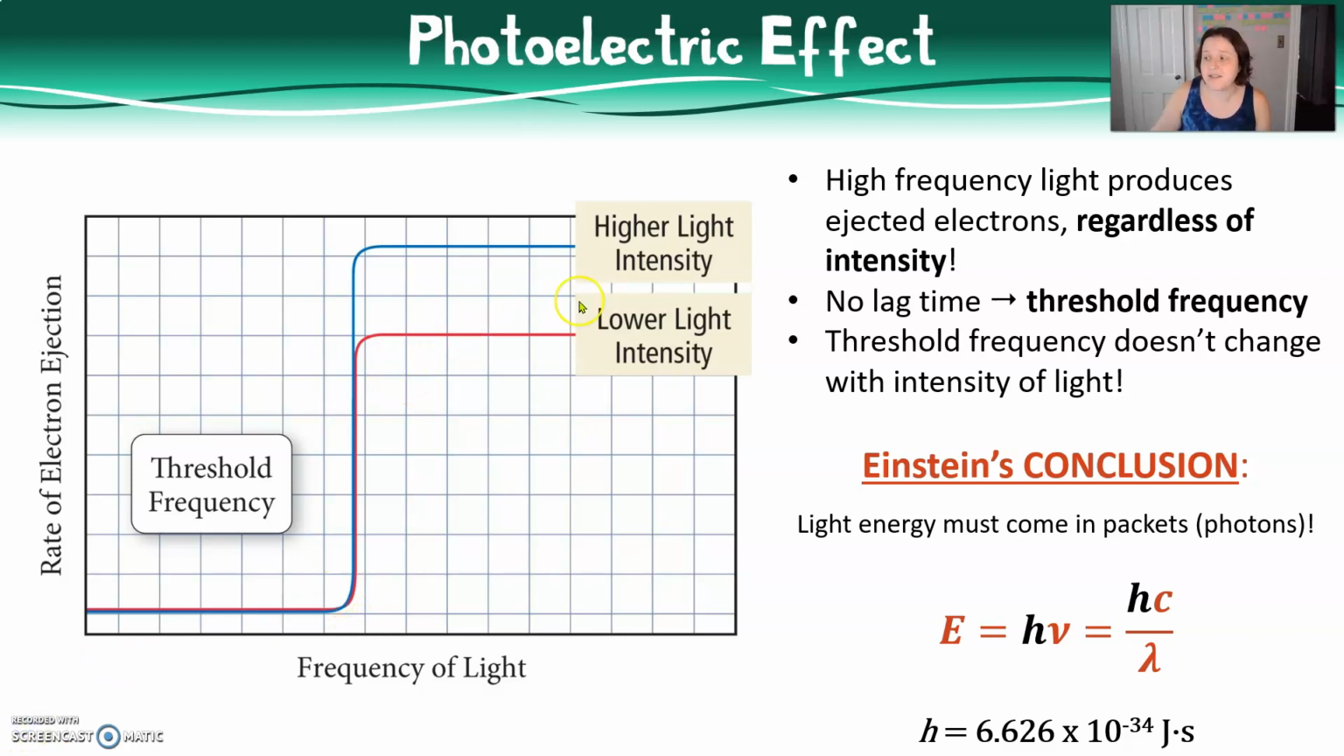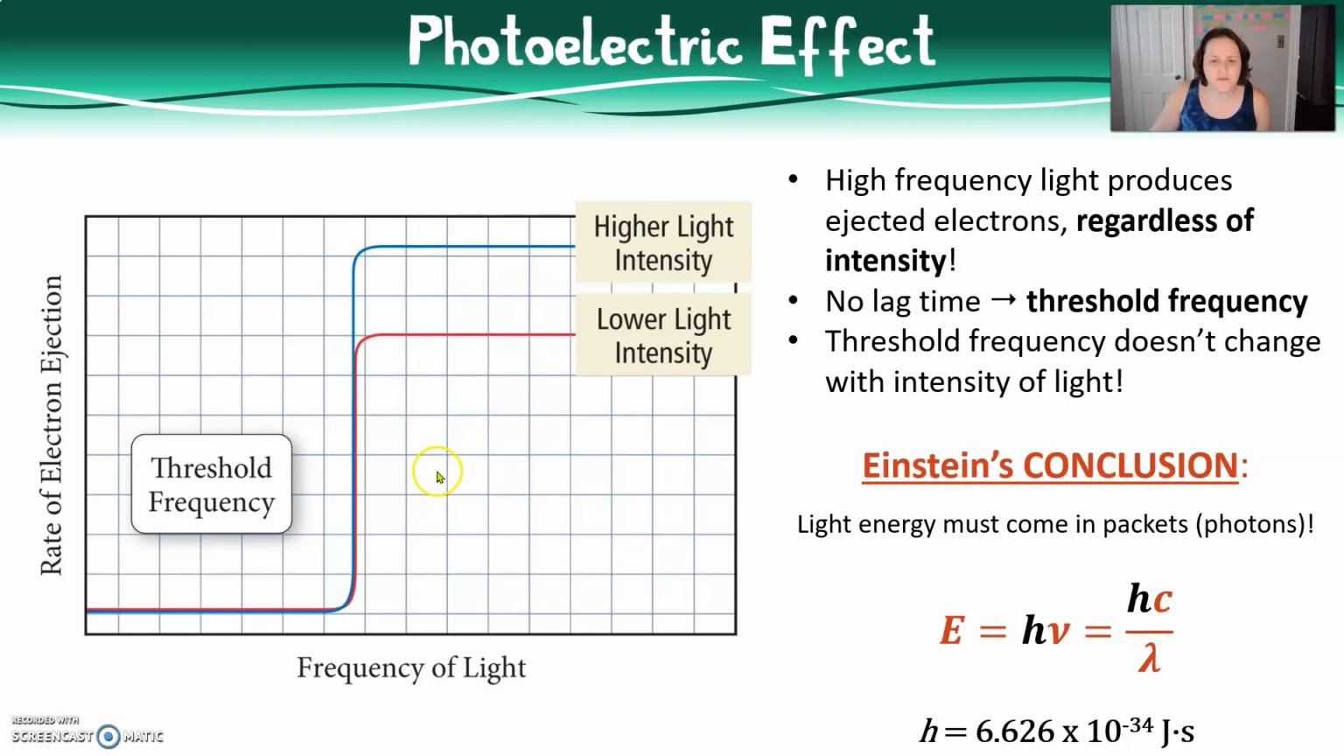But they did notice that this higher intensity light did yield a higher rate of ejection of electrons after the threshold frequency due to the increased energy of the higher intensity light, which is why we see the blue curve here higher on the y-axis than the red curve. So what's going on here?